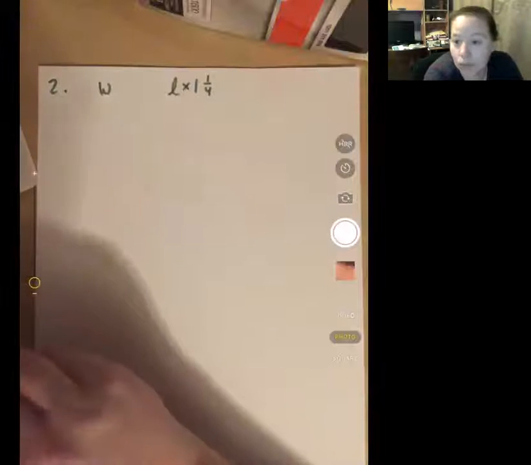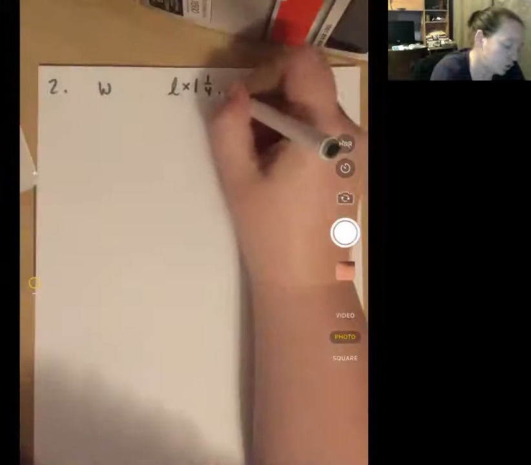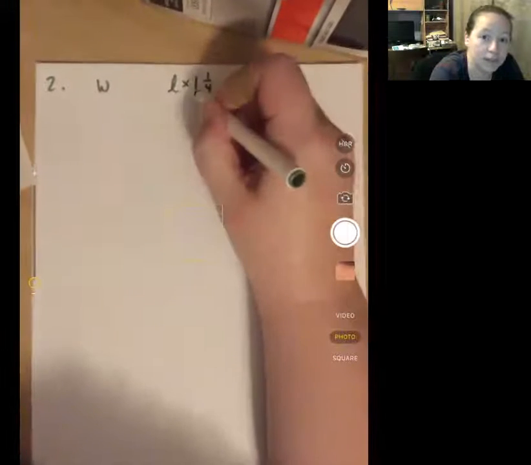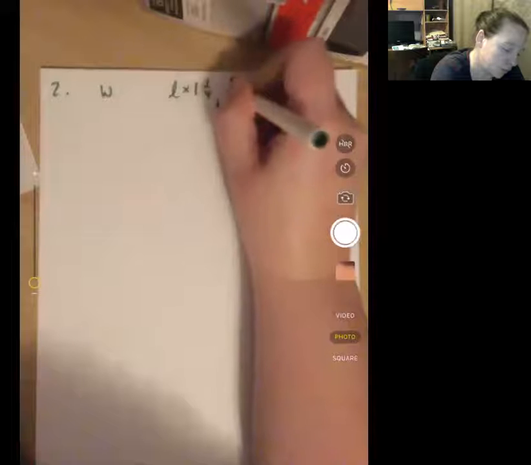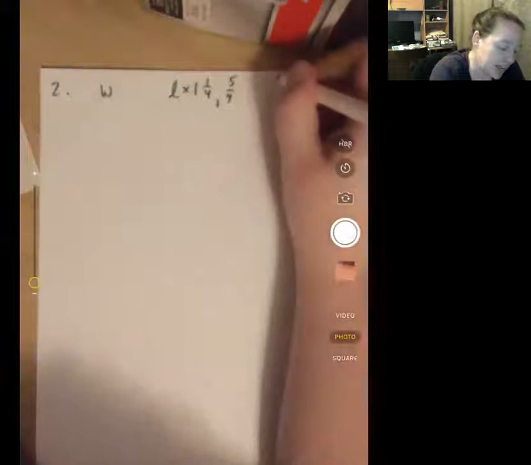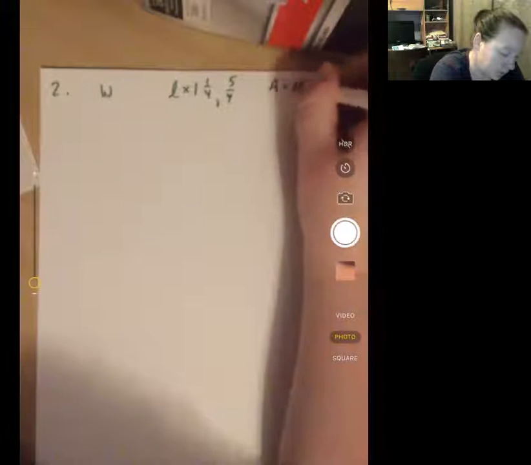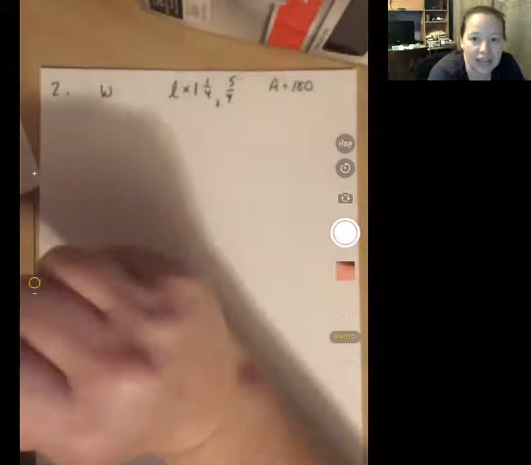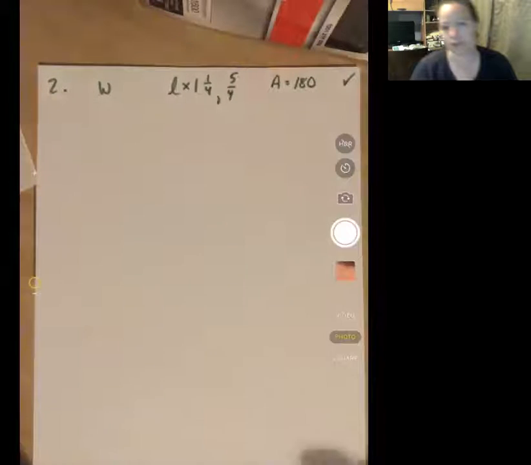or I don't want to multiply by 1 1/4. I want to multiply by the improper fraction. So I'm actually going to go 1 times 4, which is 4, plus 1, which is 5, 5/4. And then I need my area, which is supposed to be 180. And then we have our check. And I'm just going to put the check mark there, okay?